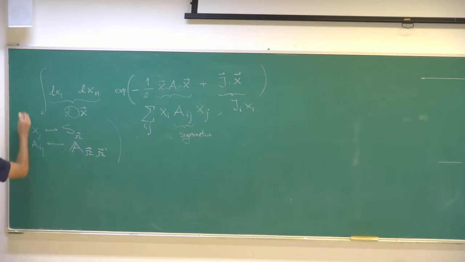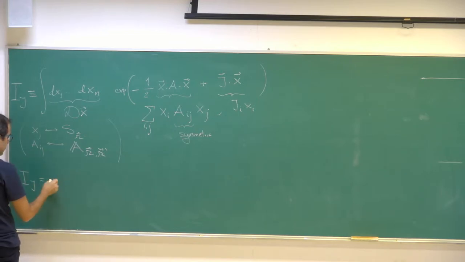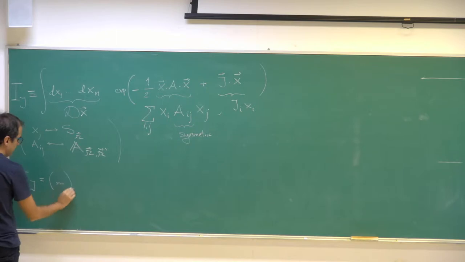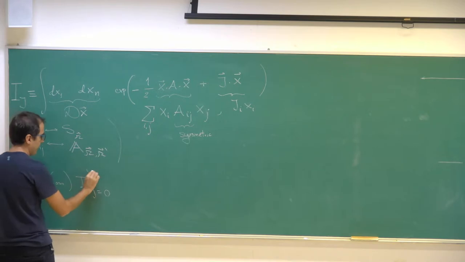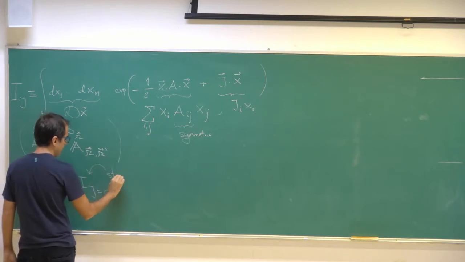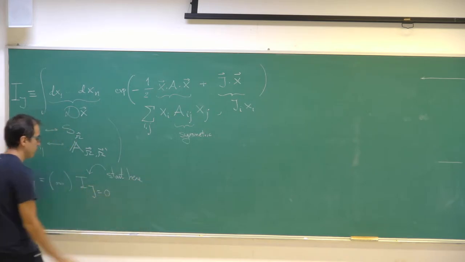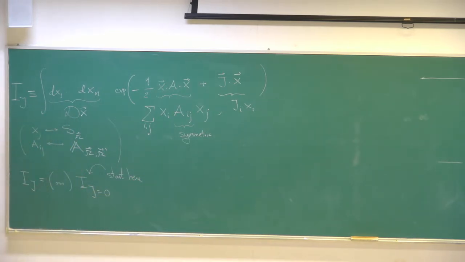So we call this the integral I with source j, and we define it like this. And as we will see, this integral with source j is equal to some interesting factor that we will compute, times the integral without any source. So let's start by this object. We'll start here and then we'll see that they are proportional, but let's first compute what would be the result without source.